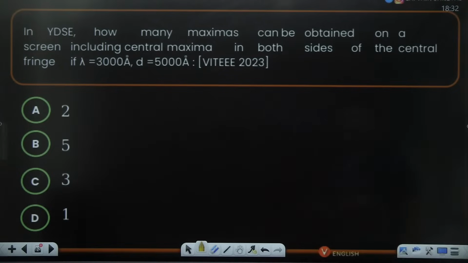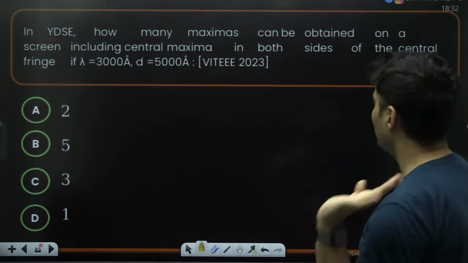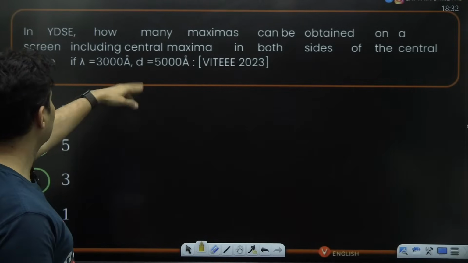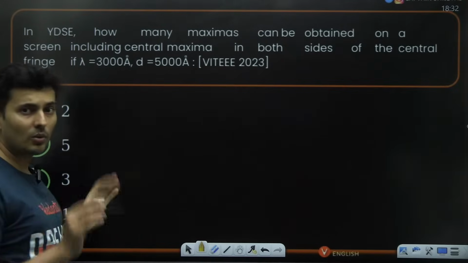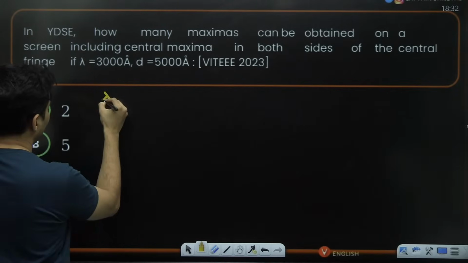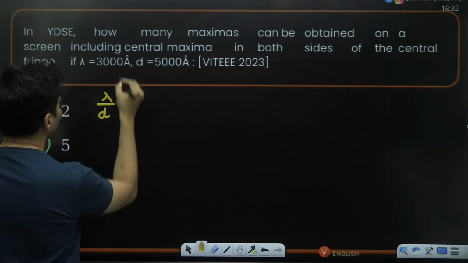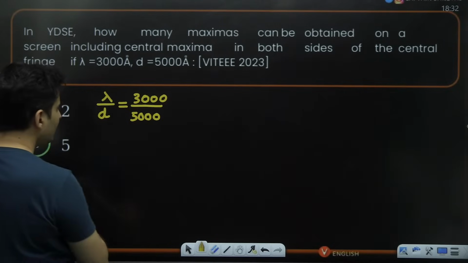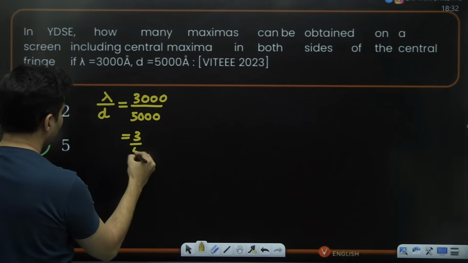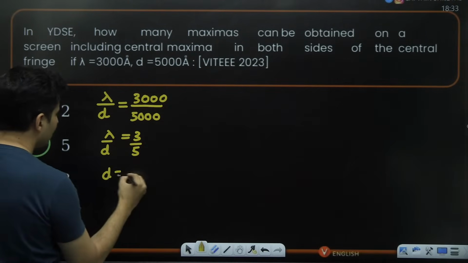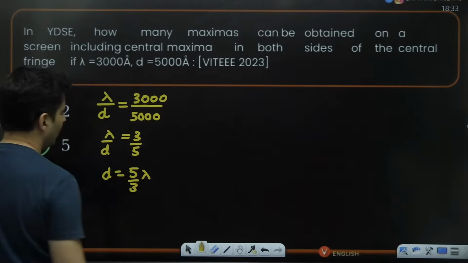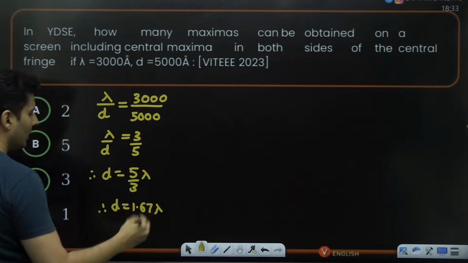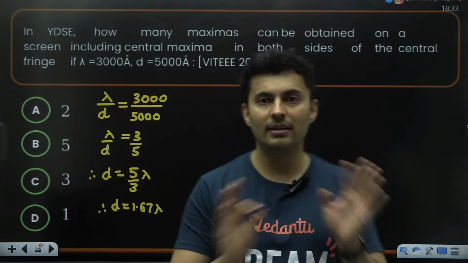In YDSC, how many maximas can be obtained on a screen, including the central maxima on both sides of the central maxima, if lambda is this much and d is this much? For these type of problems, I'll tell you what is the simple trick. Just find out the value of lambda by d, how much it is. It's 3000 by 5000. Okay, 0 cancels, so this will be 3 by 5 is lambda by d. So d is basically 5 by 3 times of lambda, which is basically approximately 1.67 lambda. Is that right? That is what d is. So first step, find d.